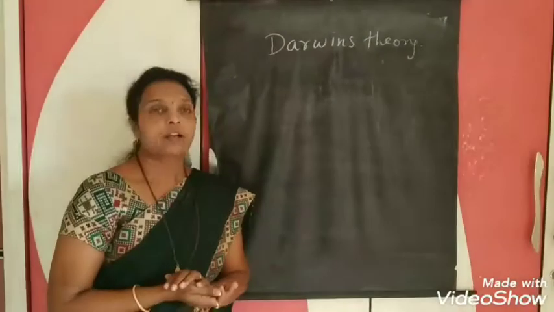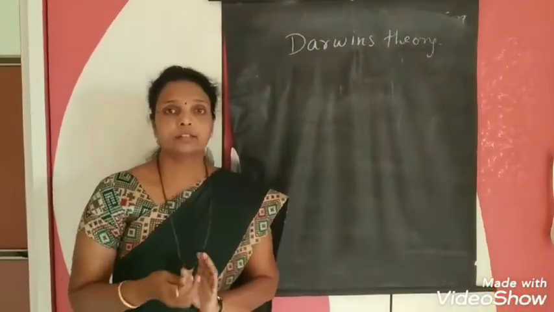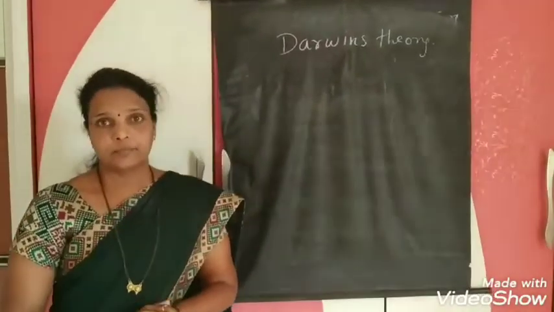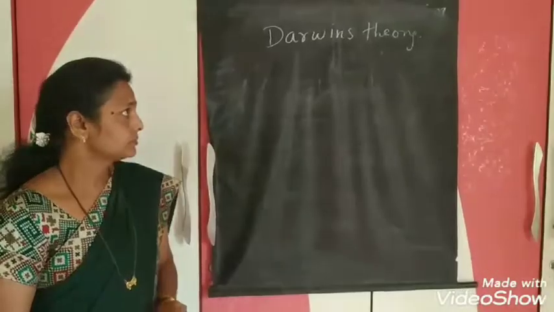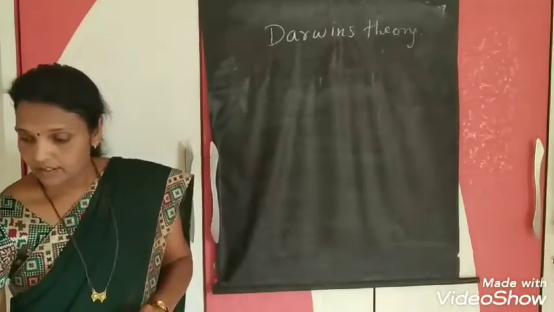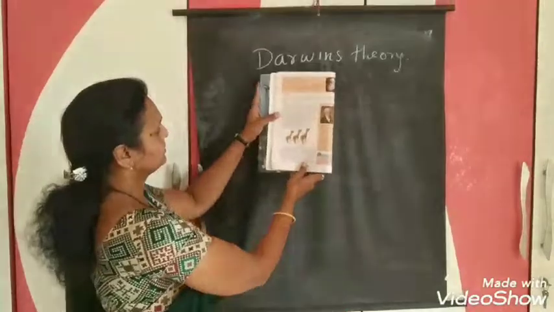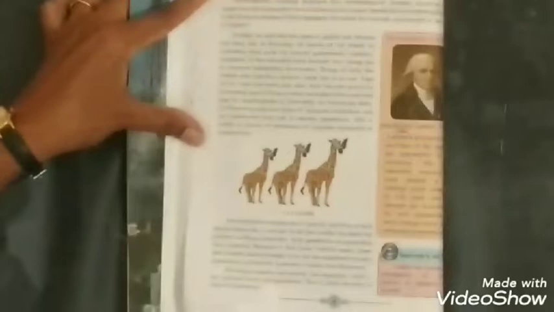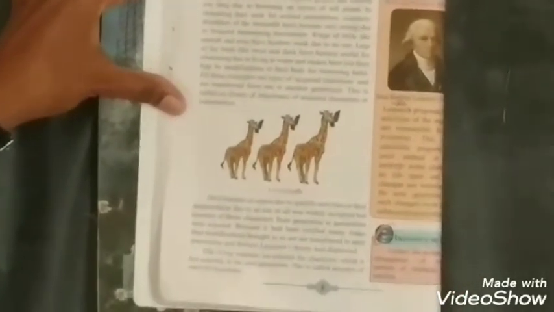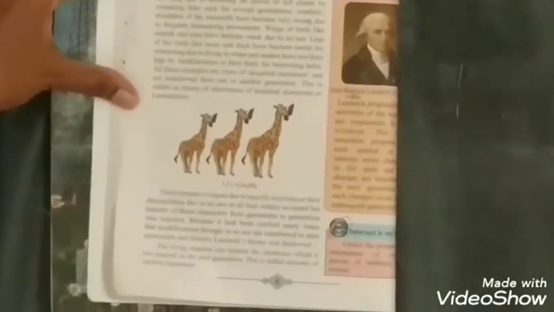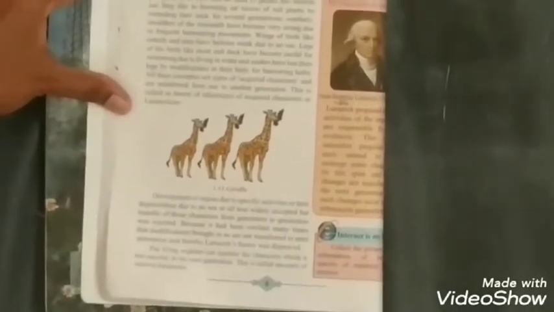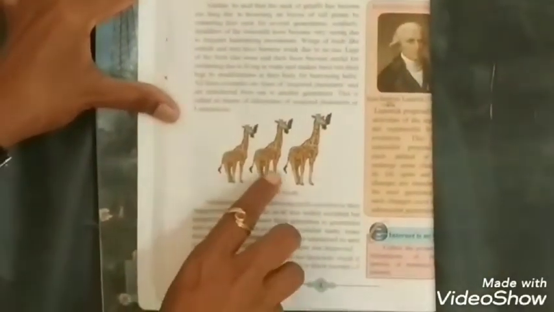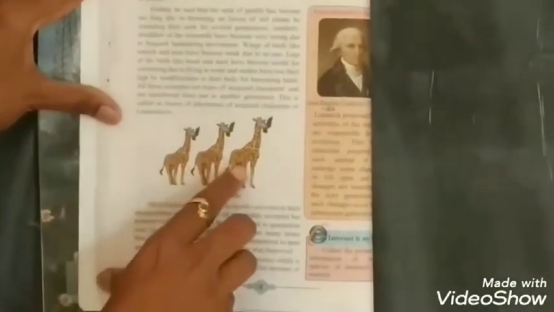After Darwin, the scientist Lamarck gave one theory, or Lamarckism, for our study. In case of Lamarckism, Lamarck proposed that some morphological changes are observed in plants and animals, and they are responsible for the modification in their particular structure. He gave one example, like the giraffe.